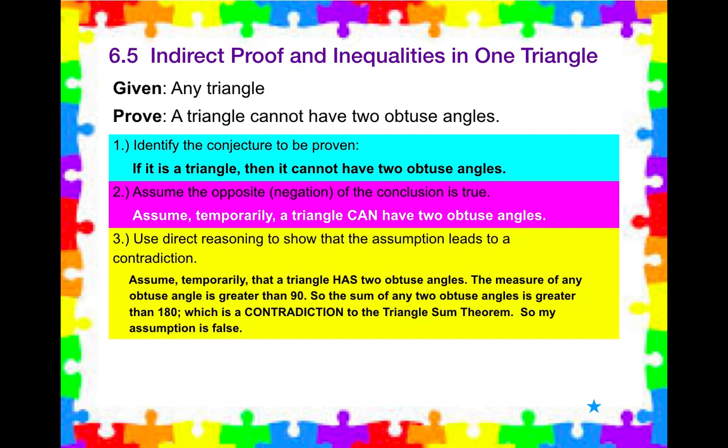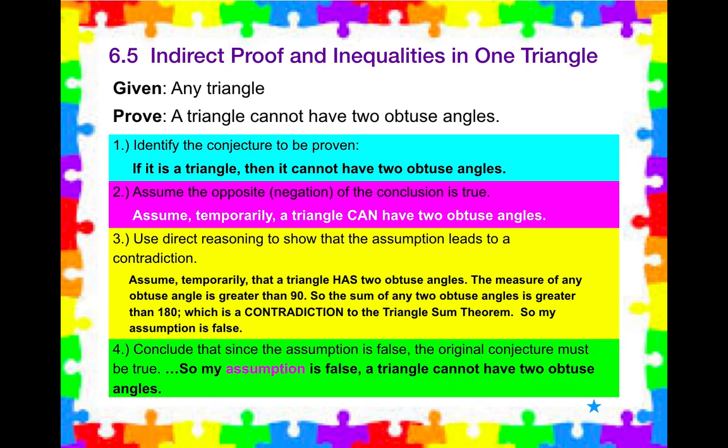Then the third thing we do is we use direct reasoning until we hit our head or show there's a contradiction. So assume temporarily that the triangle has two obtuse angles. The measure of any obtuse angle is greater than 90 degrees. So the sum of two angles is greater than 180 degrees. But that's a contradiction to the triangle sum theorem. So my assumption in number 2 is false. And because of that, I can conclude that my original conjecture is true.